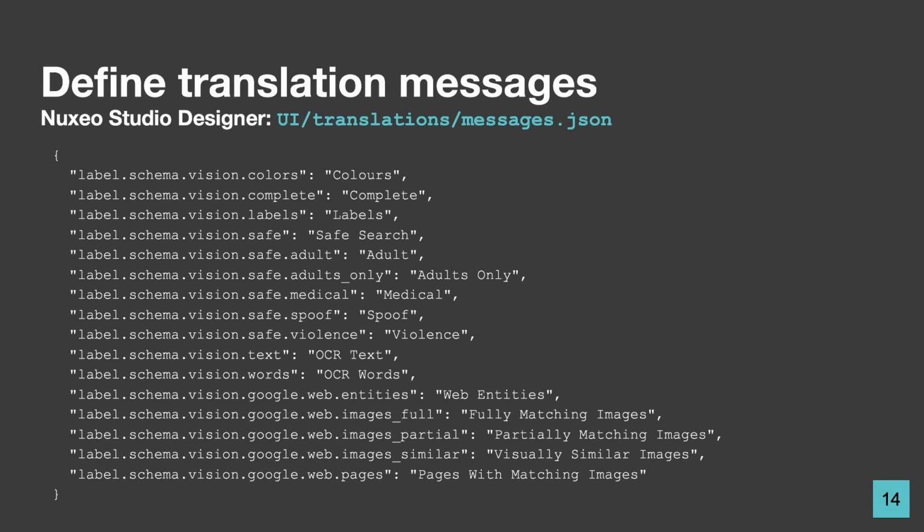On the user interface side, we're going to translate the user interface. So we specify our localization messages here, and I'm just dealing with English here. So we have our label definitions and then the actual text that we want to supply. And this all goes into the messages.json file in Studio Designer.